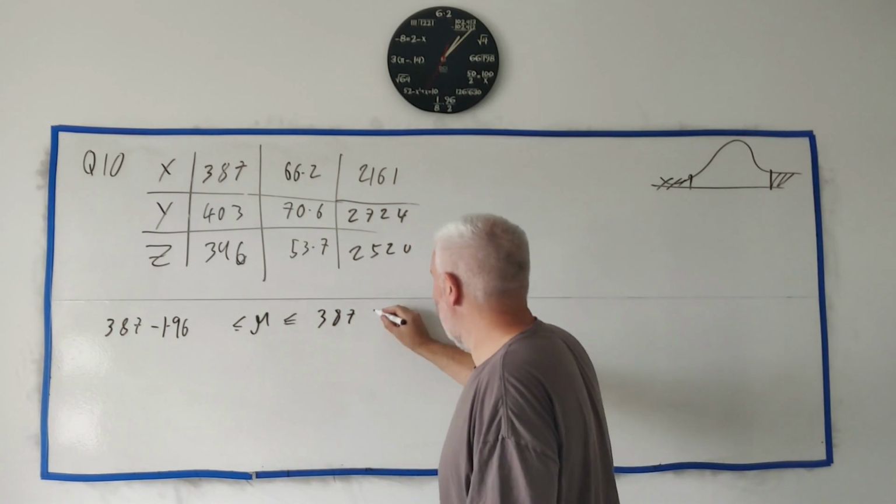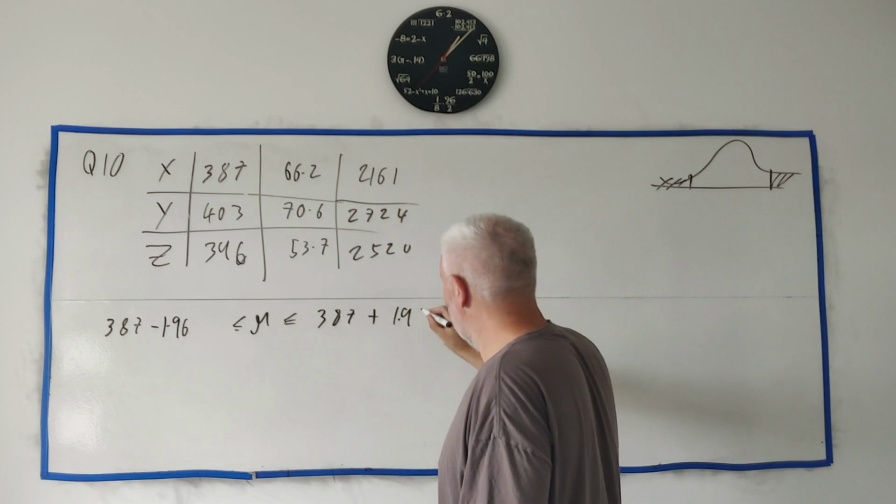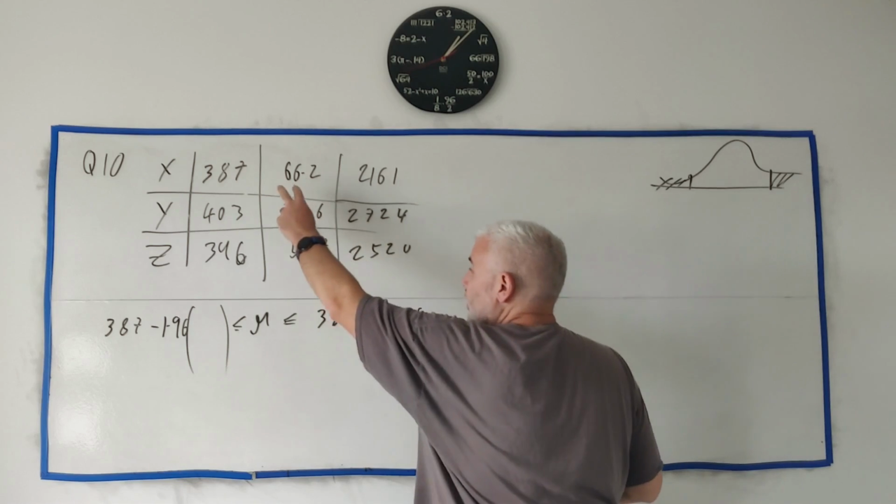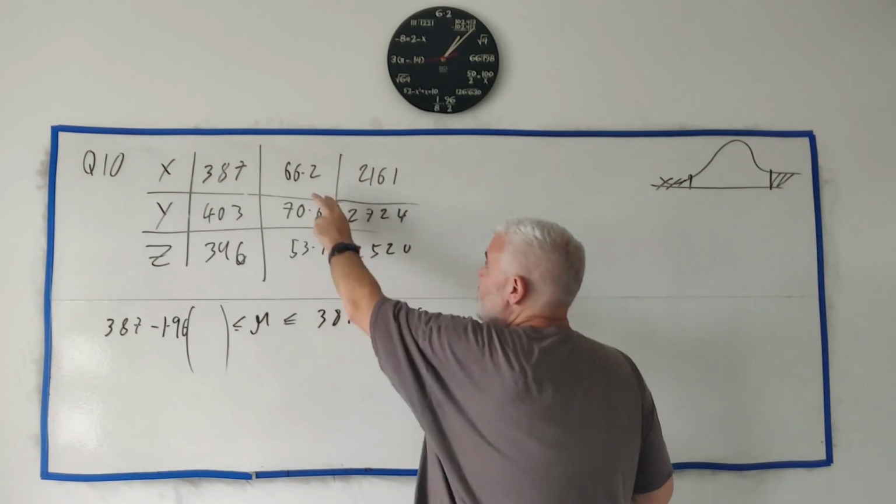So that's minus this side, plus this side. But it's not just 1.96. We then multiply that by the score we got, the standard deviation score we got here.